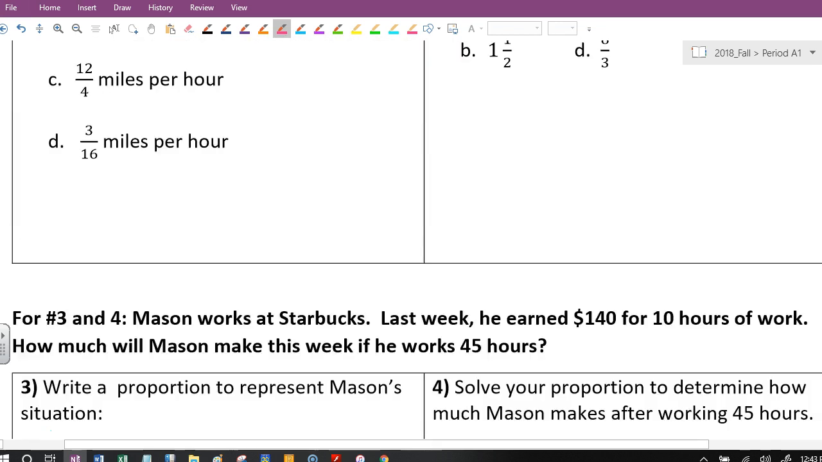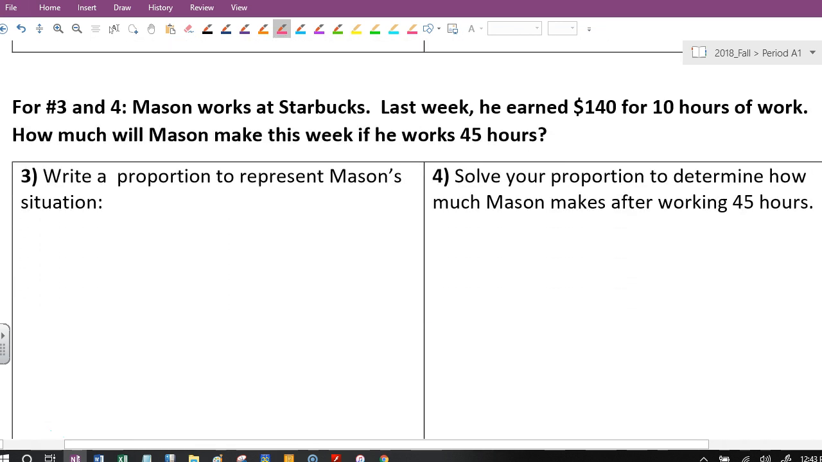This was supposed to say Mason and Mason. Mason and Mason, that says Jason, but it's supposed to say Mason. Okay? For number 3 and 4. Oh, wait. Oh, no. For number 3 and 4, guys, please don't talk. So make sure you fix that.